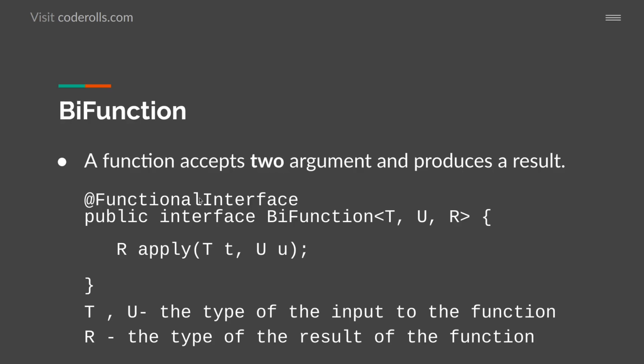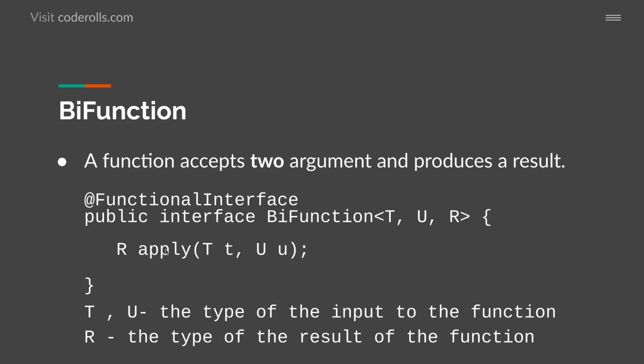So you got the difference between BiFunction and function, right? In case of BiFunction, we will accept two arguments and produce a result. In case of function, we were just accepting one argument. It has the same abstract method apply, and you can see it is expecting two arguments. The first one is t and the second one is u, and also it is returning a result. That result can be of any type. It can be integer, it can be string, or any custom object.